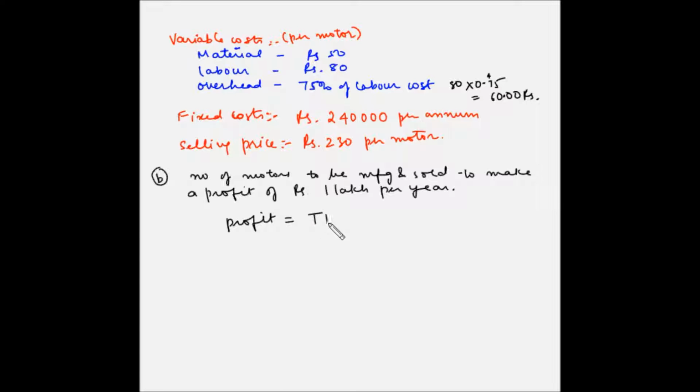Now profit is equal to the total revenue minus the total cost. So total revenue is nothing but the number of units sold multiplied by the unit selling price, and total cost is equal to the fixed cost plus the variable cost, which is nothing but the multiplication of the number of units sold and the unit variable cost. Now let's substitute the values. So profit that is required is 1 lakh.